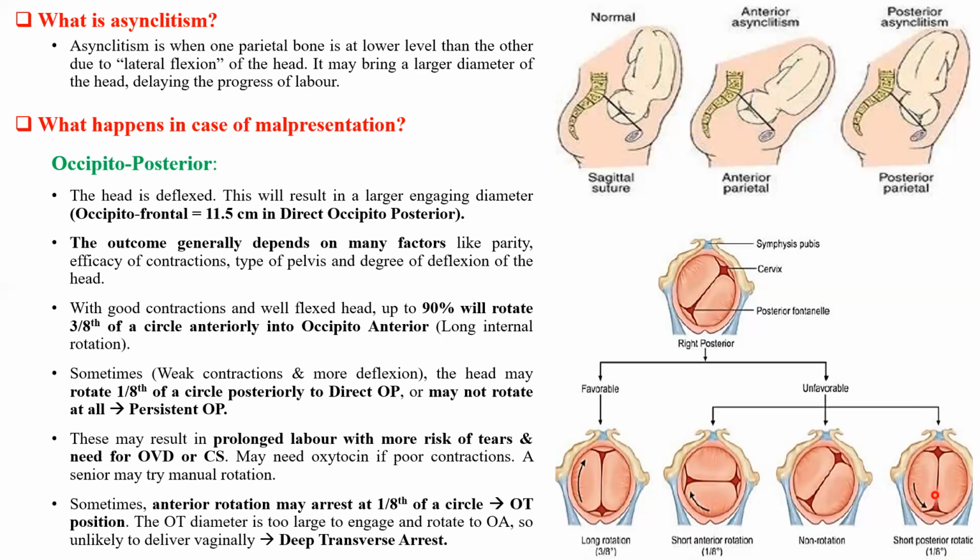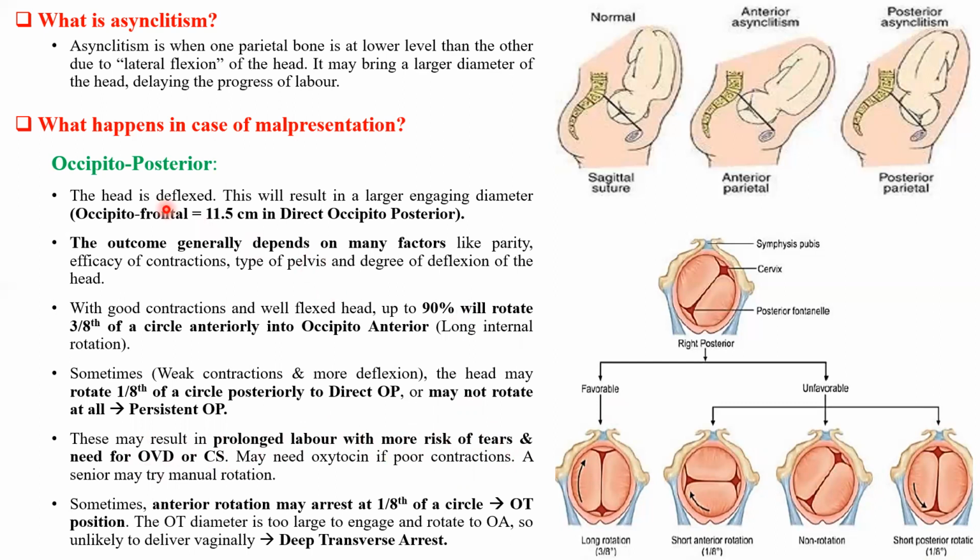But in direct occipito-posterior and persistent occipito-posterior with good uterine contractions, you may consider oxytocin and instrumental delivery, and the head will be delivered. But as we said, there is more possibility of operative vaginal delivery, more possibility of perineal tears, and more possibility of cesarean section. So this is the case in occipito-posterior position.